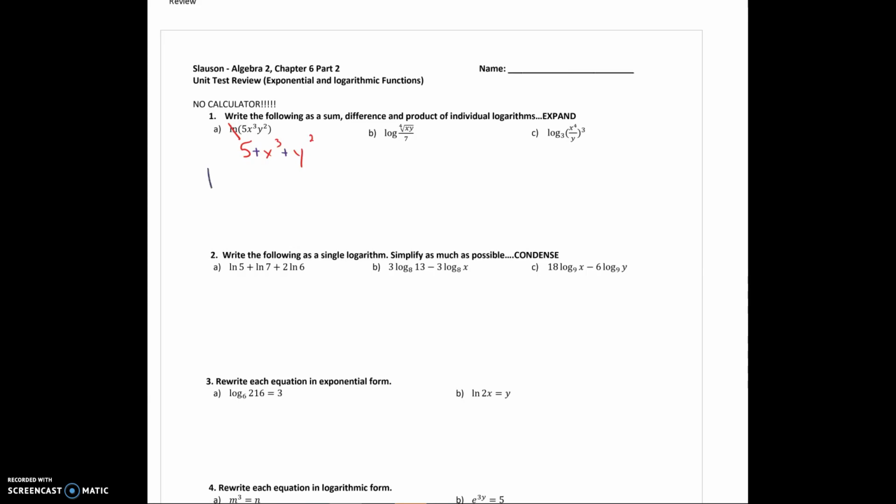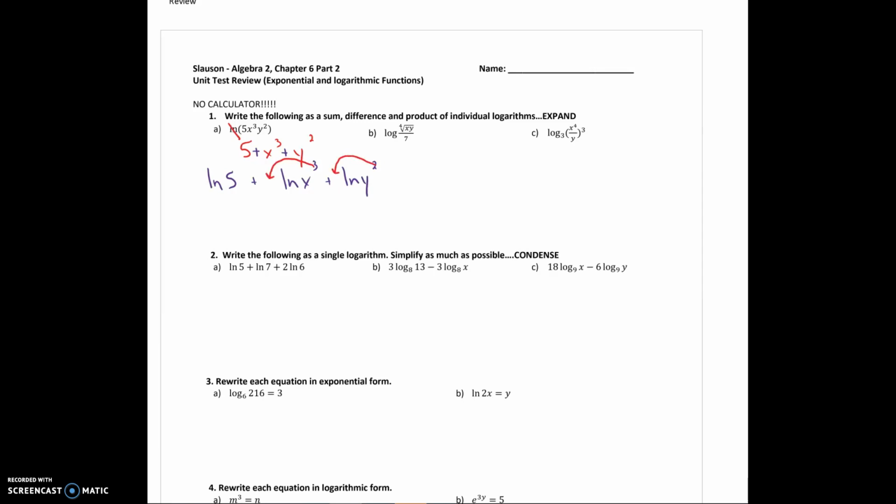So it's going to be natural log 5 plus the natural log of x cubed plus the natural log of y squared. And then what was talked about in your class is that these exponents, the third power and the second power, aren't going to stay where they are. They're going to move to the front. Right here, and this one's going to go right here.